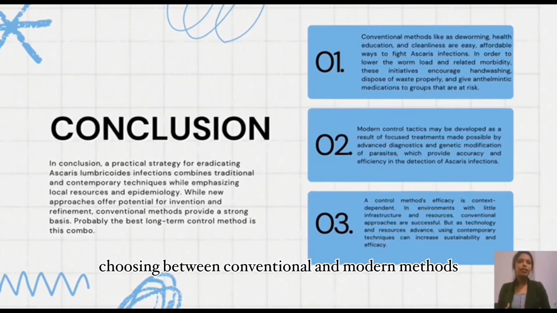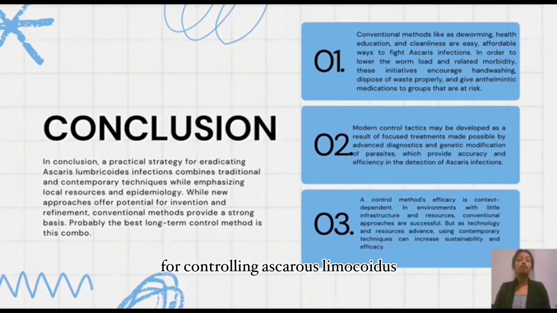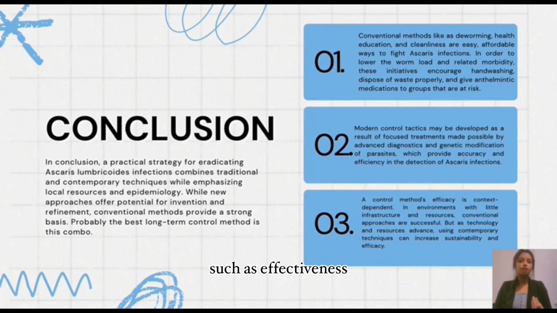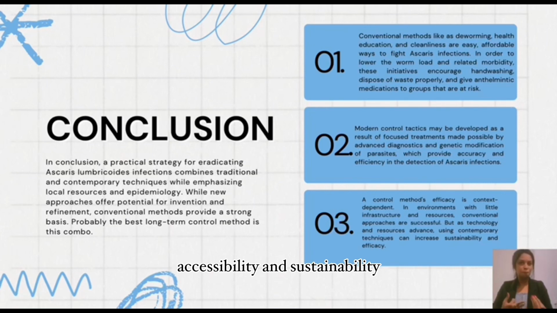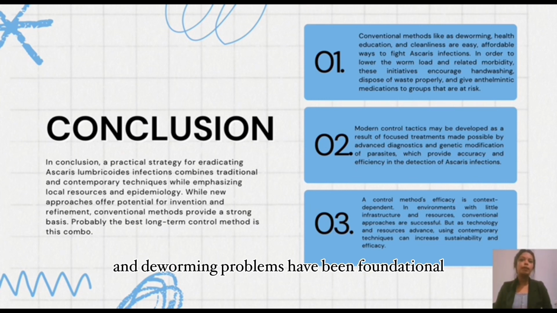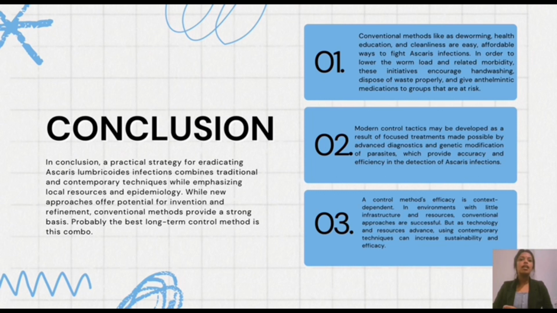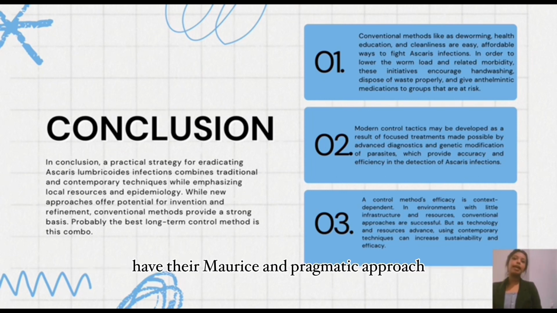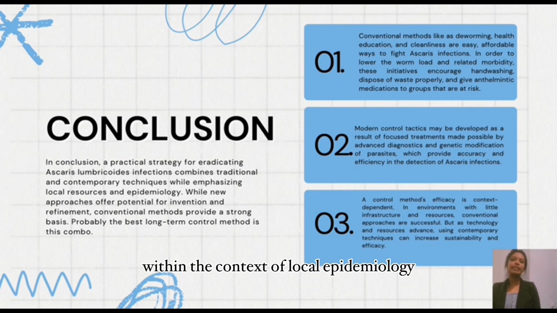Let's see the conclusion. Choosing between conventional and modern methods for controlling Ascaris lumbricoides depends on various factors such as effectiveness, accessibility, and sustainability. Conventional methods such as health education, improved sanitation, and deworming programs have been foundational in combating Ascaris infections for decades. In conclusion, while both conventional and modern methods have their merits, a pragmatic approach involves leveraging the strengths of each within the context of local epidemiology and available resources.